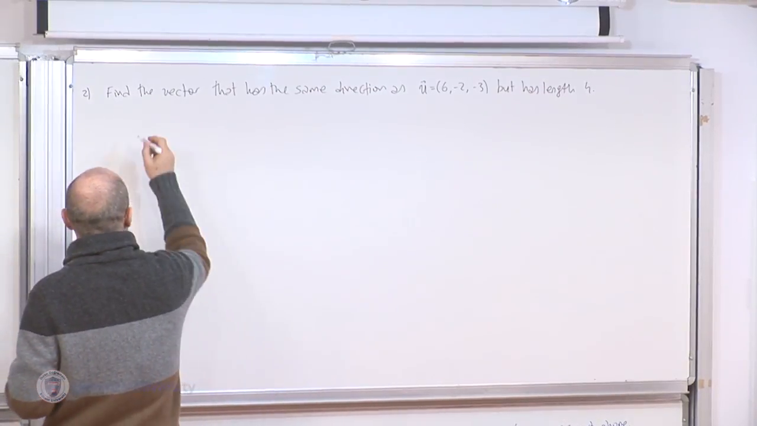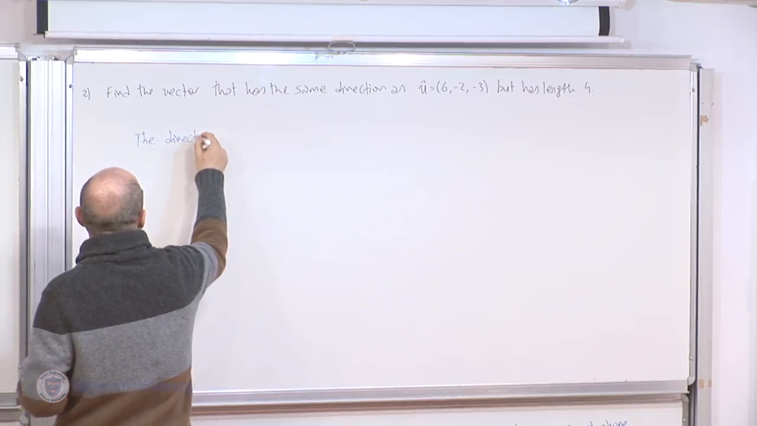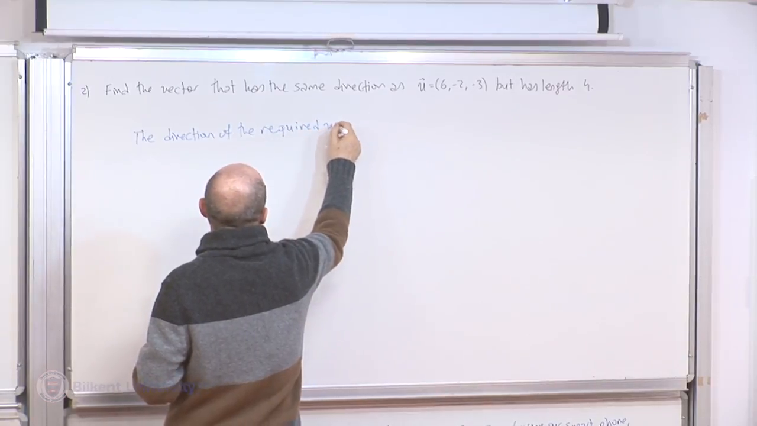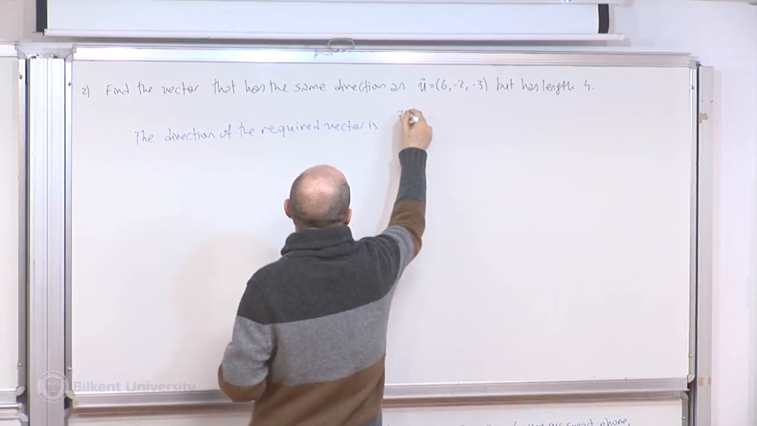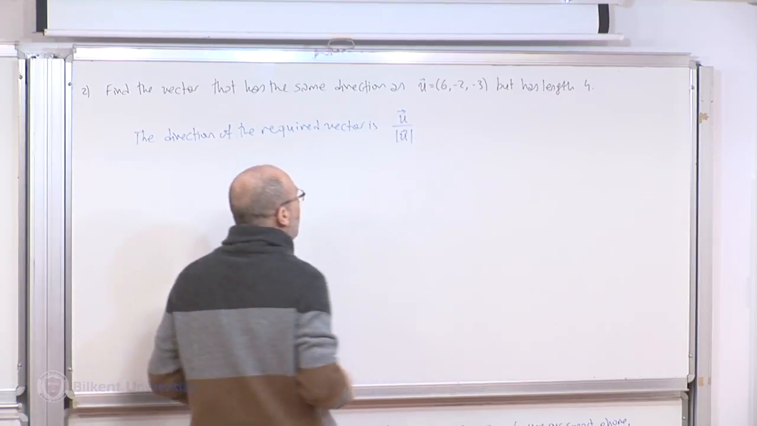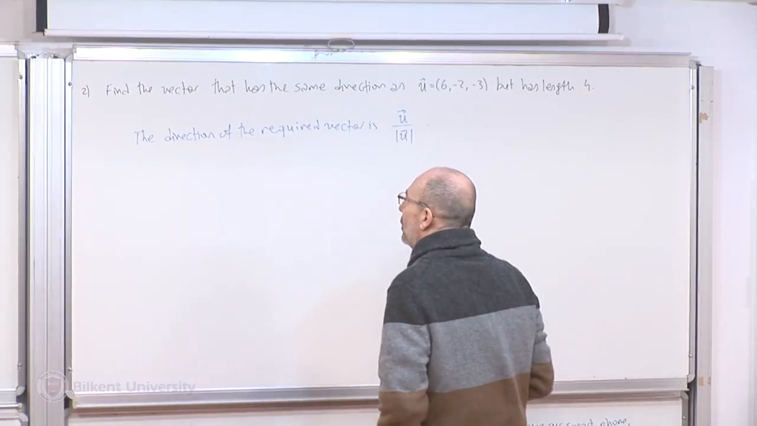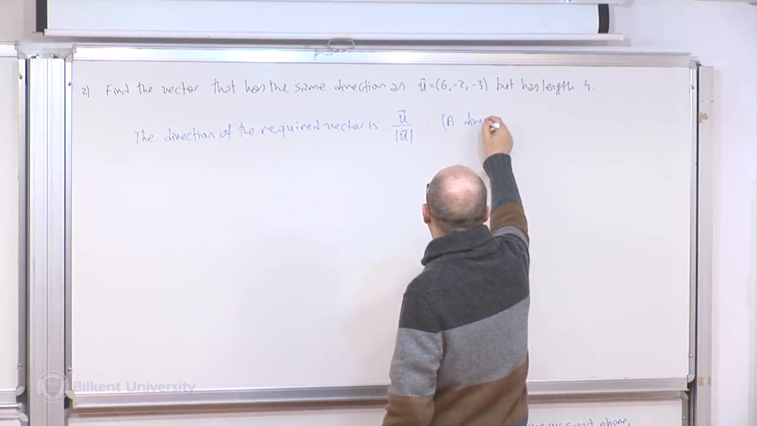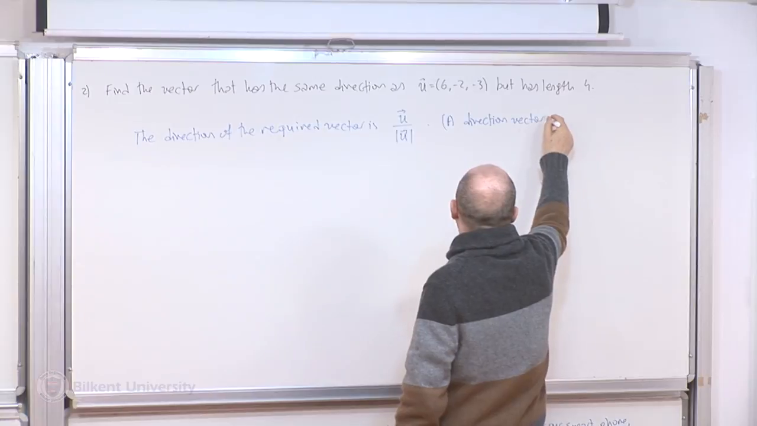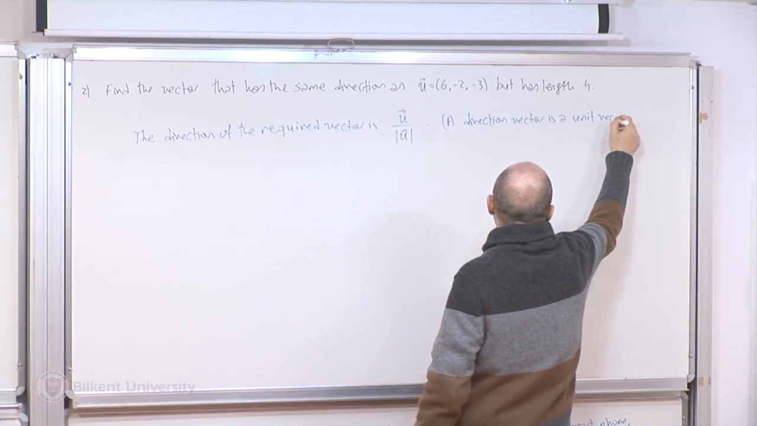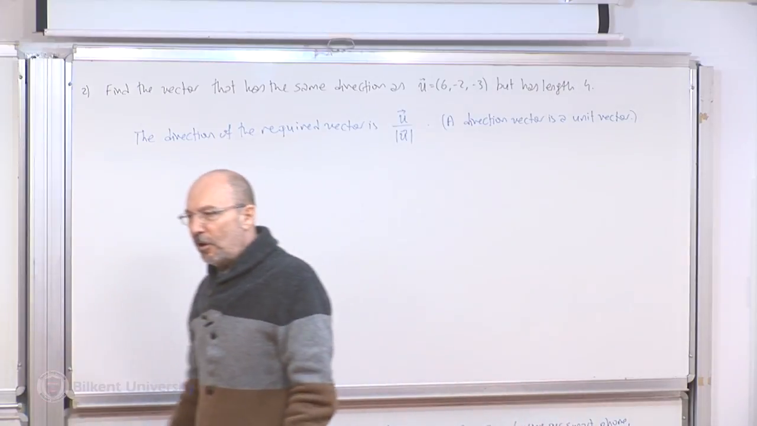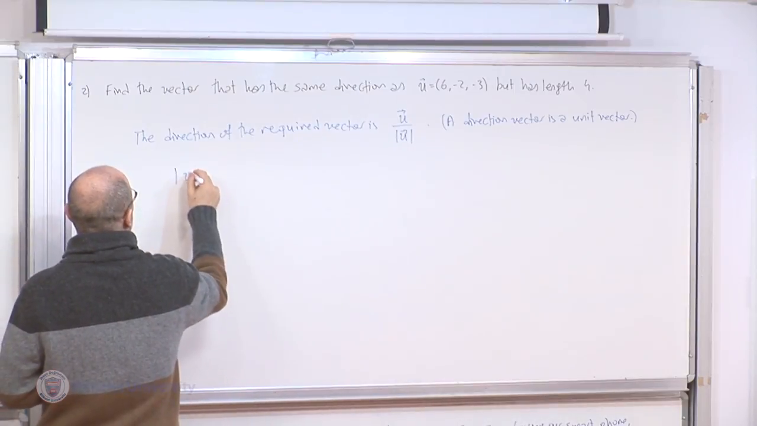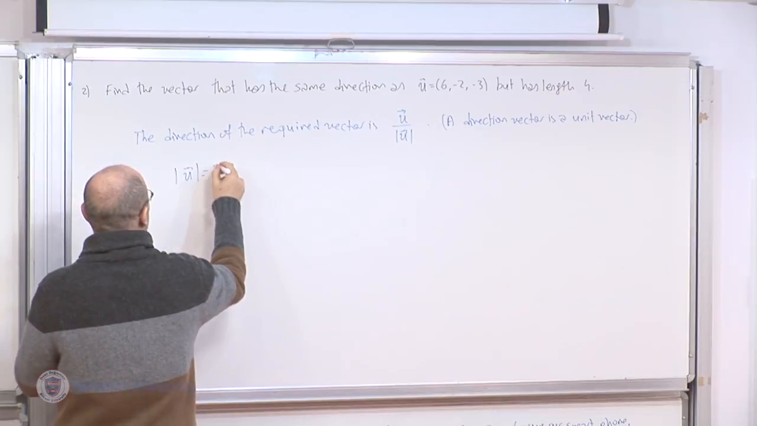Okay, so the direction of the required vector is vector u divided by its length. Okay, a direction vector. So this is the only reason why we are doing such a simple example. A direction vector is a unit vector. Okay, that's the terminology. So here we have to calculate the length of u. You calculate this and you find that this is 7.